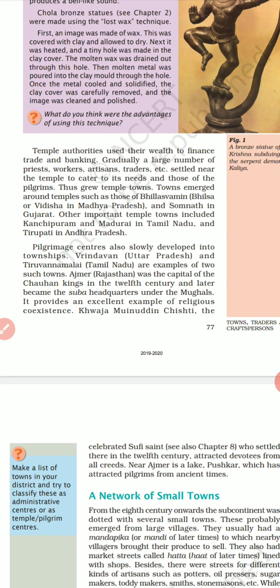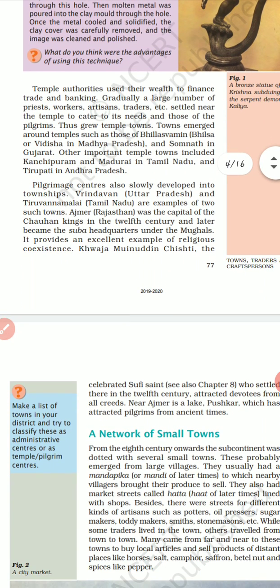Ajmer, in Rajasthan, was the capital of the Chauhan king in the 12th century, and later became a Suba headquarter under the Mughals. It provides an excellent example of religious coexistence. Why does it provide an example? Because it is a place of great religious importance for both Hindus and Muslims.